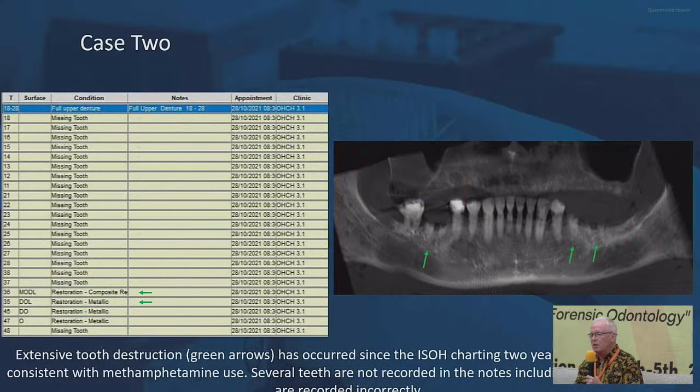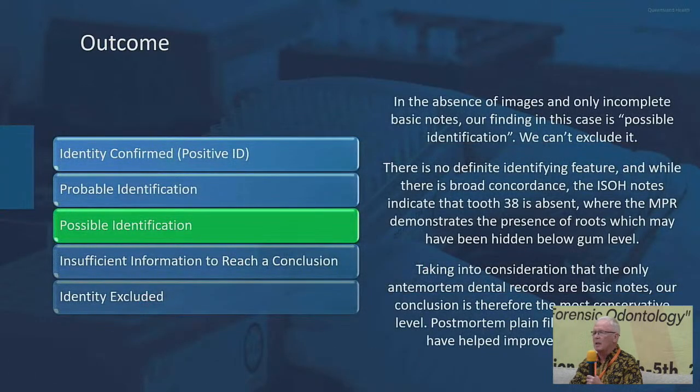So at the end of the day, the green arrows tell us about the extensive tooth destruction that has happened since the ISO records were gained. And this is pretty consistent with someone who's a methamphetamine addict. So while we've got a lot of similarities, at this stage, we're really only dealing with very sketchy notes versus a lot of destruction in a mouth. So we will say that there is a possible identification.